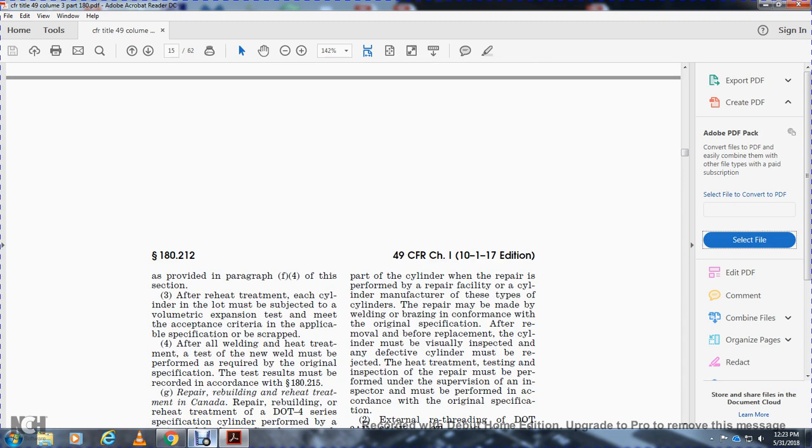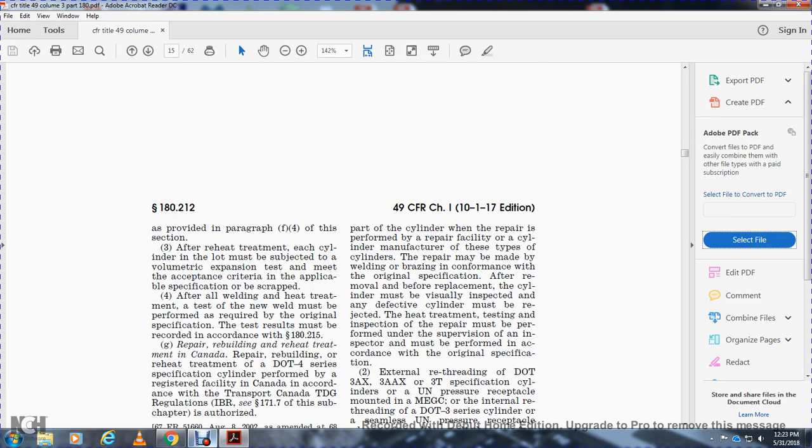After retreatment, each of the cylinder lots must be subjected to the volumetric expansion test, meeting the acceptance criteria for the applicable specification, or be scrapped. After the welding heat treatment, the test of the new weld must be performed as required by the original specification. The test result must be recorded per statute 215.